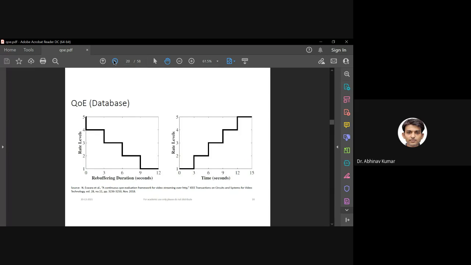And then we tried to apply the following rate adaptation. So we looked at rebuffering duration, and based on that, we dropped the rate levels. Or if there is no rebuffering happening, we kept on increasing the rate levels in this fashion. This is one example set. You can look at various other ways for these kind of rate levels or rate adaptations also.